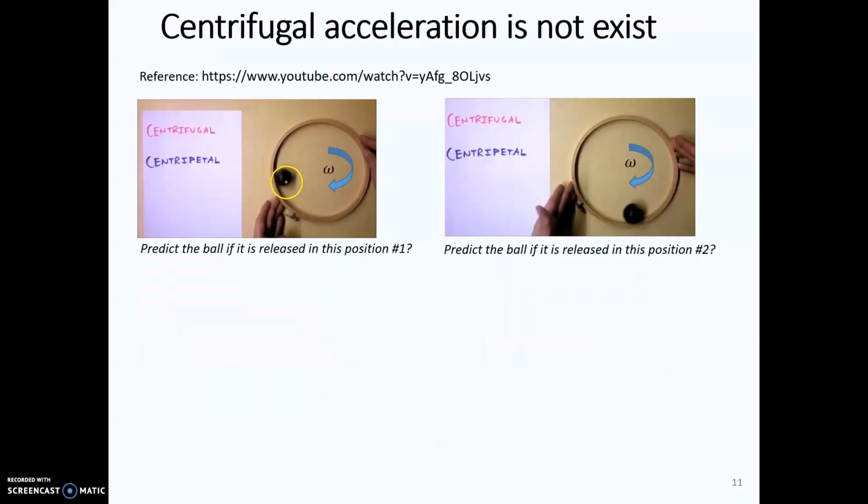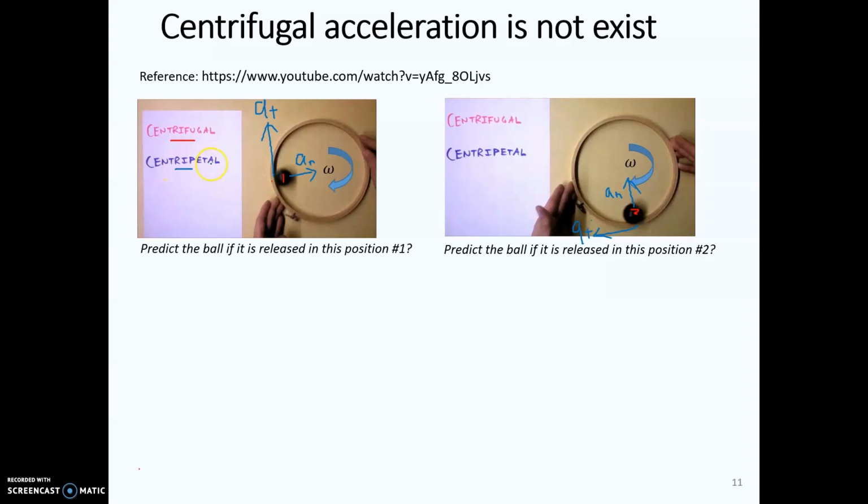In this example, you have the ball rotating clockwise and you hold the ball to rotate in a circular motion using the casing. Predict the movement of the ball if you release it in position 1 and position 2 here. If the centrifugal force is true and exists, then the ball at position 1 will move in this direction, and in this direction if it is released in position 2. So these two directions are outward from the center.